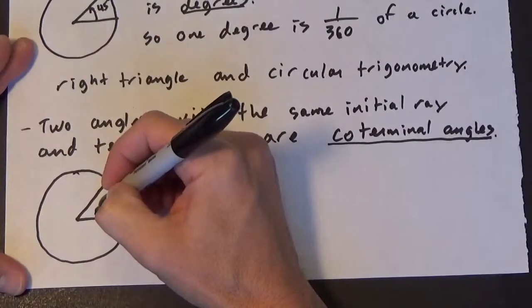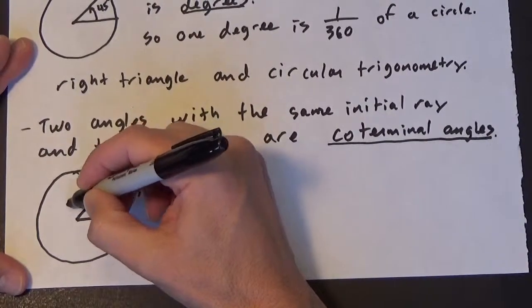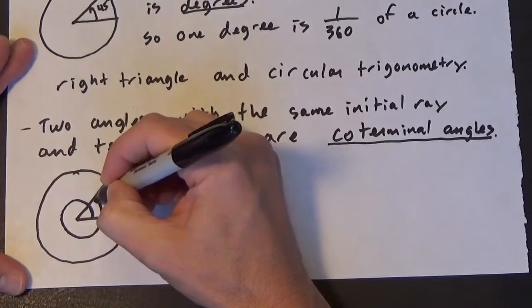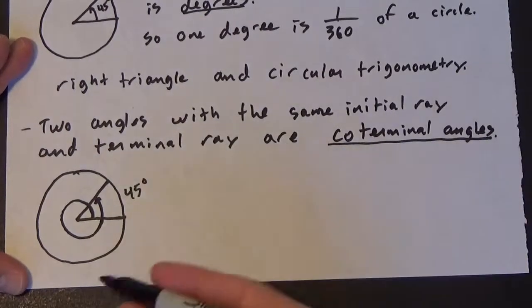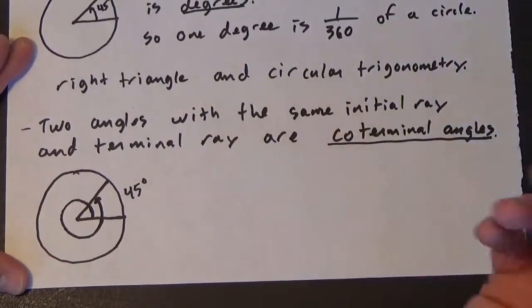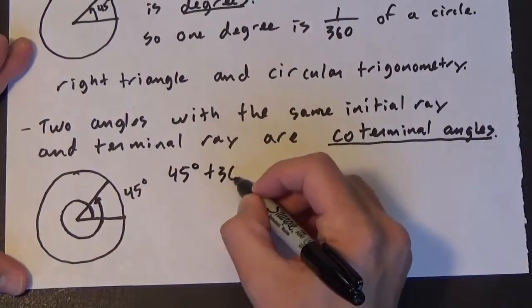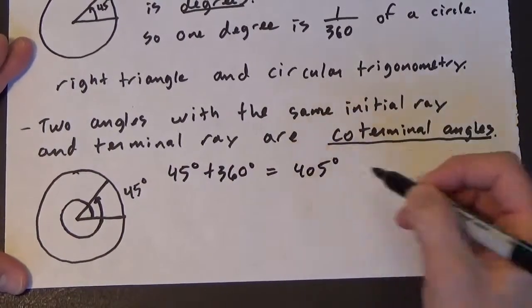But in circular trigonometry, we can start at the initial ray, go up to 45 degrees, but keep on going around the circle back to the initial ray, and then end up at our terminal ray. Now, because there's 360 degrees in a circle, we can say that 45 degrees plus 360 degrees, what is that? 405 degrees.